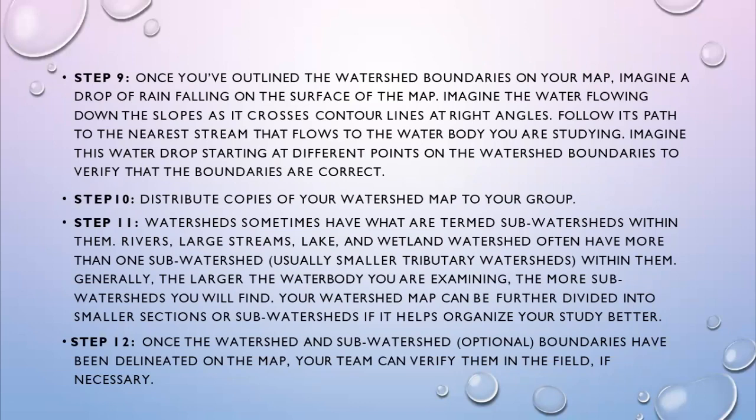Step 10 is distribute copies of your watershed map to your group. Next, watersheds sometimes have what are termed sub-watersheds within them. Rivers, large streams, lakes, and wetland watersheds often have more than one sub-watershed, usually smaller tributary watersheds. Generally, the larger the water body you're examining, the more sub-watersheds you'll find. Your watershed map can be further divided into smaller sections or sub-watersheds if it helps organize your study better.